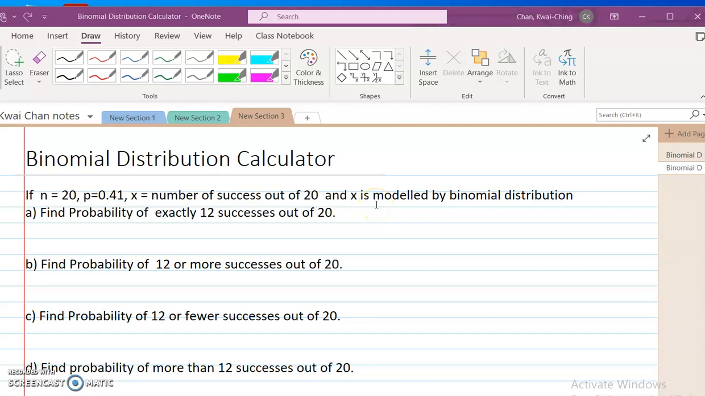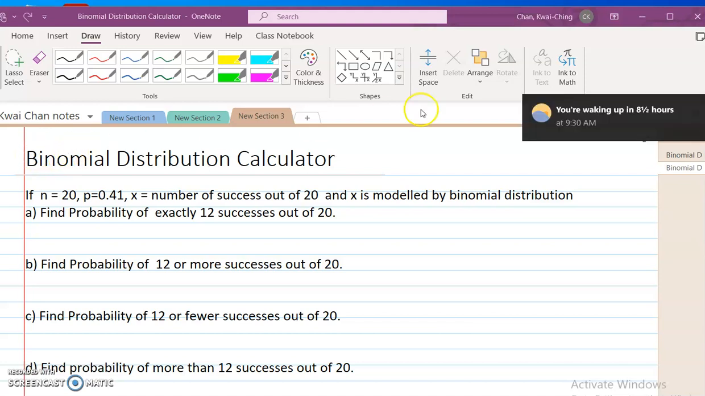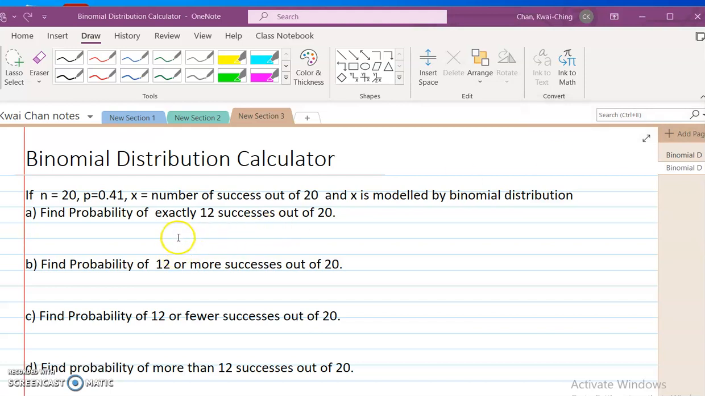Hello, statistics students. This video is for instruction on using the OnlineStatbook binomial calculator to find the probability of a binomial distribution. I'm going to do an example, which is finding the probability of X number of successes, in most cases exactly 12 successes out of 20. So N is equal to 20, the total number of trials. The probability of success is 0.41 in each trial, and X can be modeled by a binomial distribution.